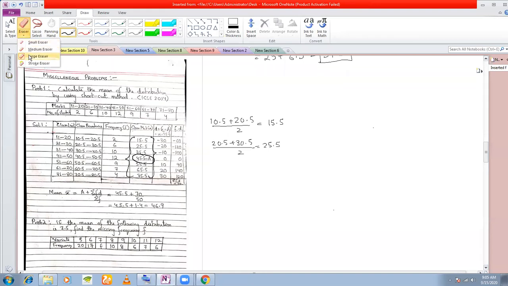Okay, so you choose the middlemost value as your A, the assumed mean. So I've chosen A is equal to 45.5. This is the middlemost value. Now here it is mentioned that you have to calculate the mean by shortcut method or deviation method. So the next column will be for my D. D is equal to x minus A. So this column is for D is equal to x minus A. And what is A? Here we have assumed 45.5.